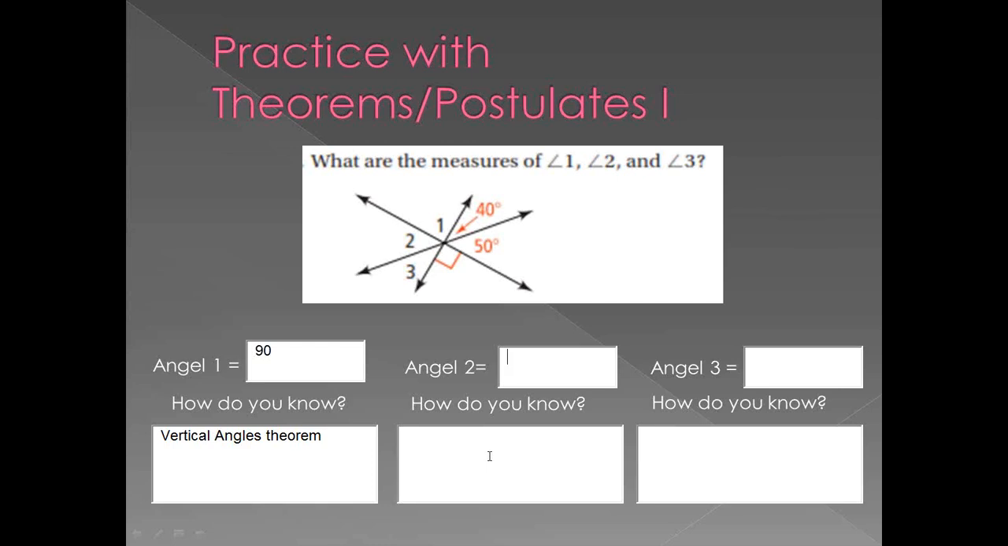All right. Now, angle 2 is right here. If we look, these two lines cross each other, and on the other side is 50. So across from angle 2 is angle 50. Since we know that vertical angles are congruent, angle 2 is going to be 50. And what theorem did we use there?